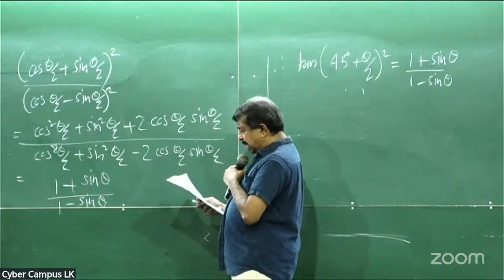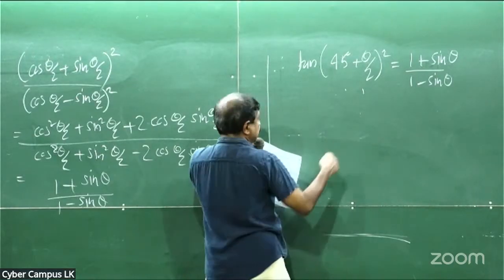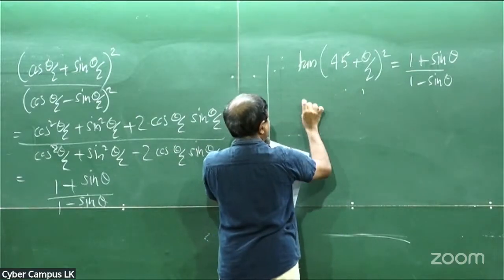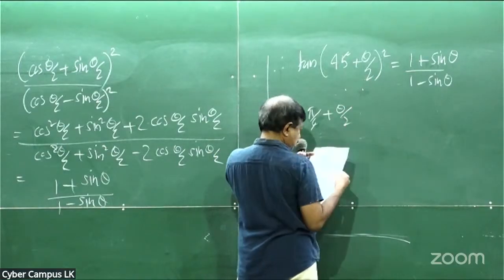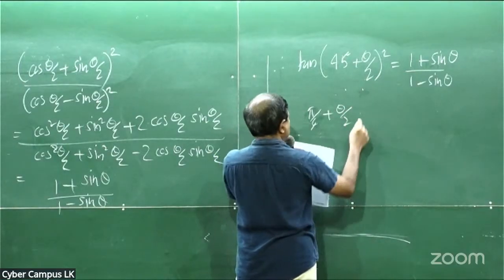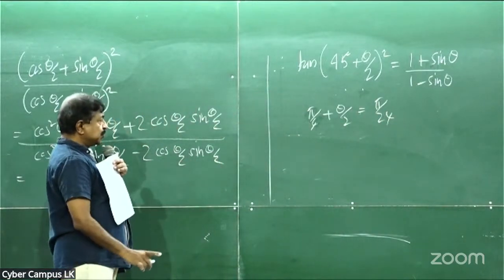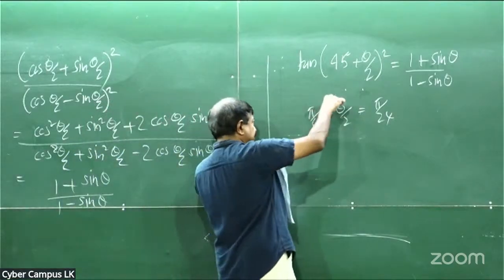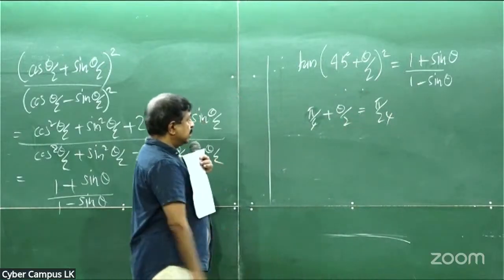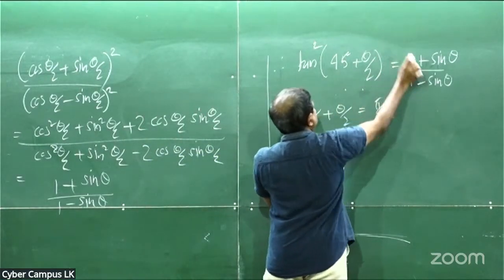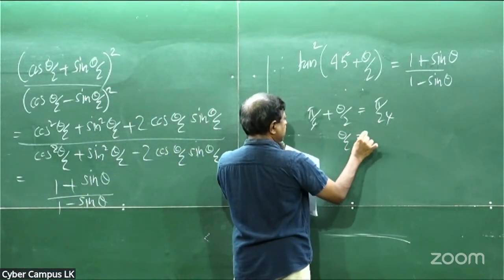Now we need to find tan pi by 24. Tan pi by 24. So we have to go for this. 45 is pi by 4 plus theta over 2 should be pi by 24. You have to choose theta such that for that particular value you get pi by 24 in the angle. Sorry, tan square should be here.